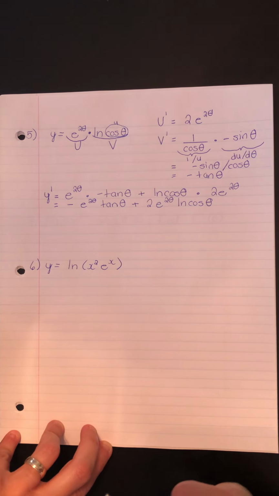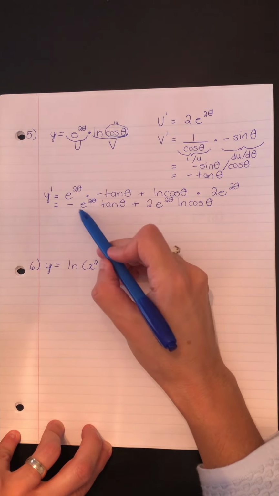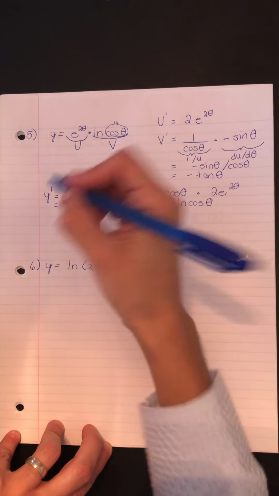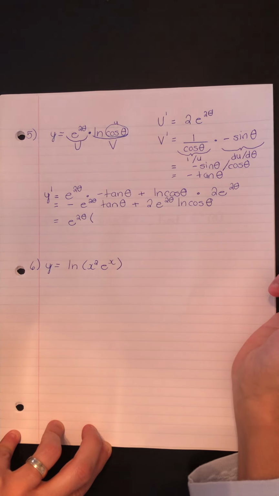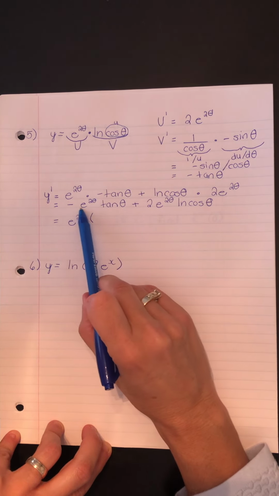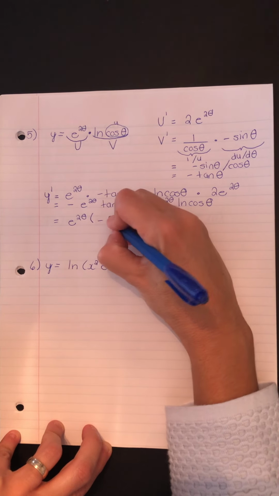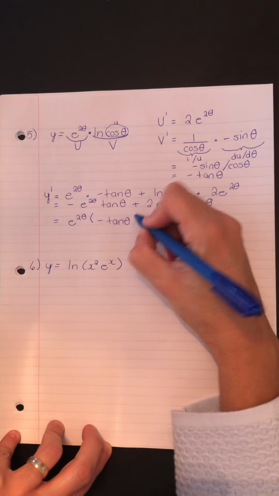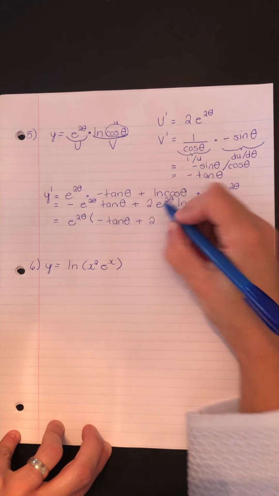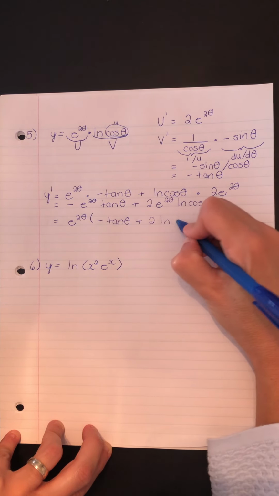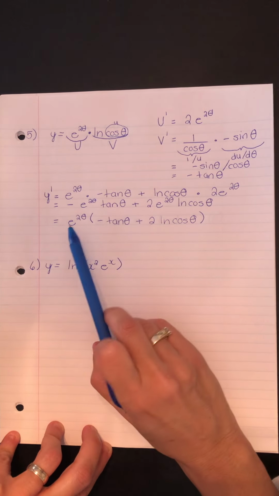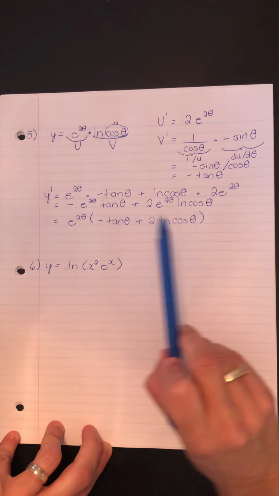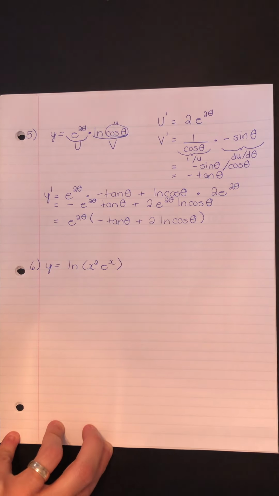And now this one is kind of screaming at me to common factor e to the 2 theta. So I'll do that to finish. E to the 2 theta is removed as common from each of these terms. So from this term, we'll just be left with negative tan theta. Then we'll have the plus sign, the number 2, and the logarithm. Okay? And if you were to open this up using multiplication, of course you would get this previous line back. And that's perfect like that.